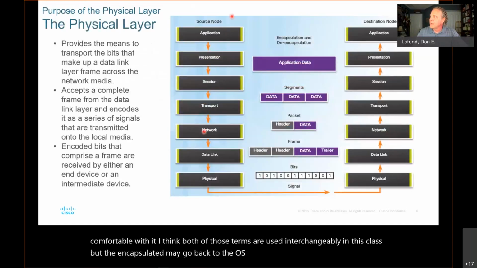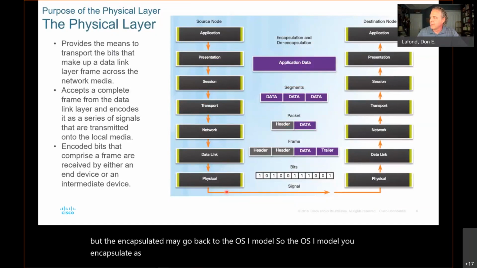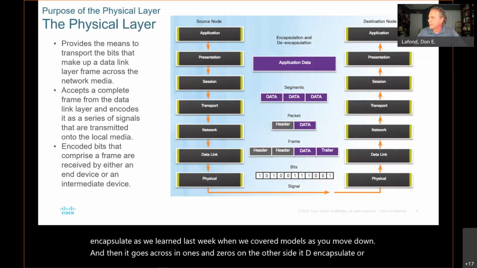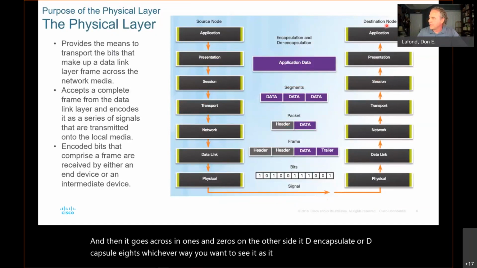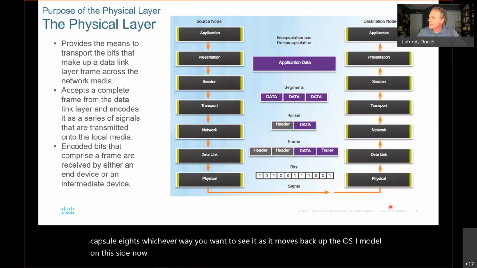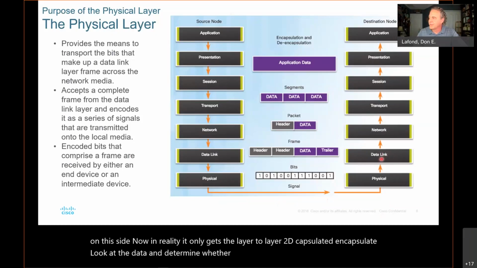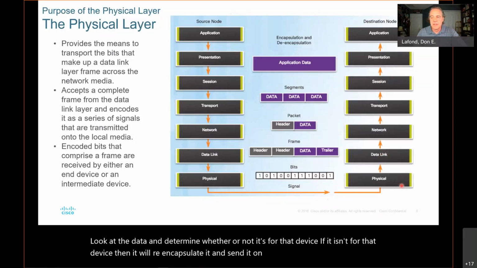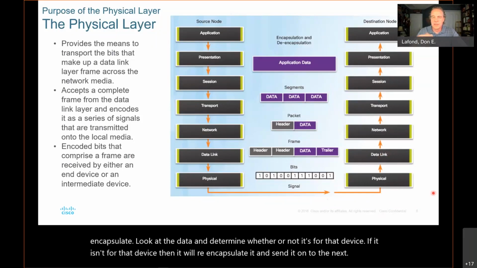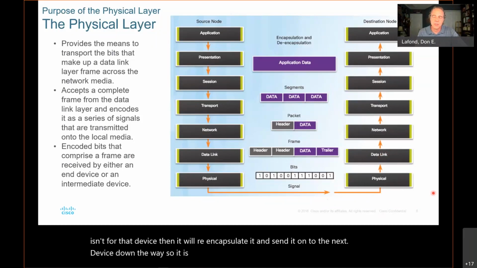So the OSI model, you encapsulate, as we learned last week when we covered models, as you move down, and then it goes across in ones and zeros. And on the other side, it de-encapsulates or decapsulates, whichever way you want to say it, as it moves back up the OSI model on this side. Now, in reality, it only gets to layer 2. Layer 2 will de-encapsulate, look at the data and determine whether or not it's for that device. If it isn't for that device, then it will re-encapsulate it and send it on to the next device down the way. So it's an ongoing process until it gets to the real destination.